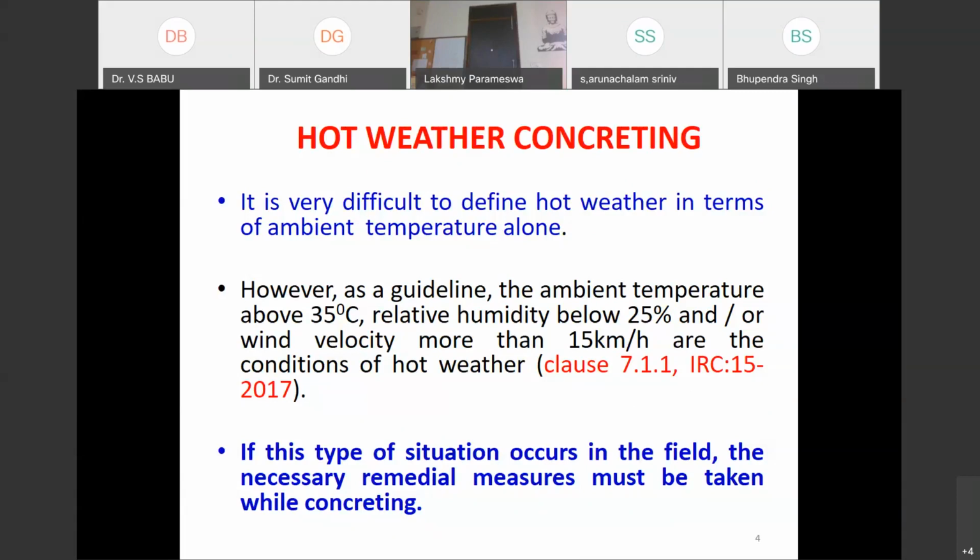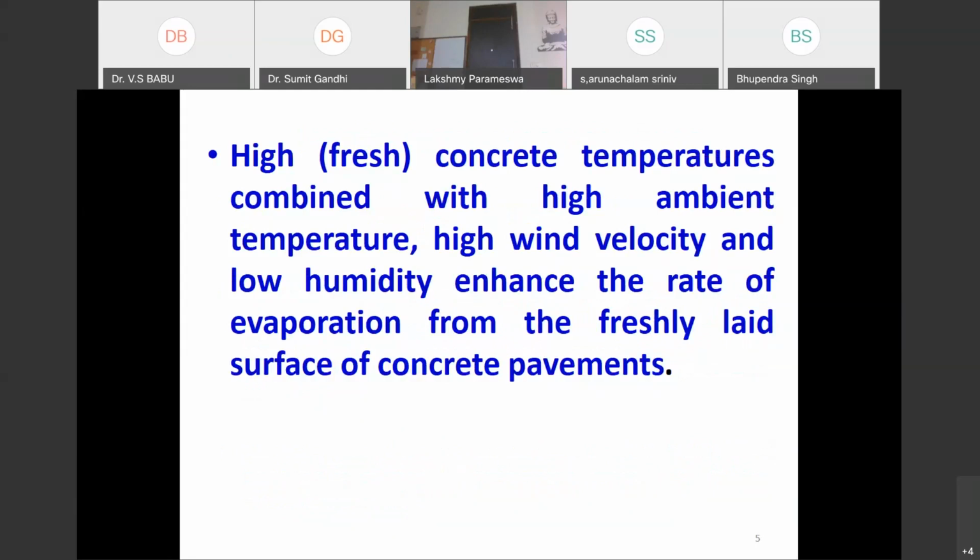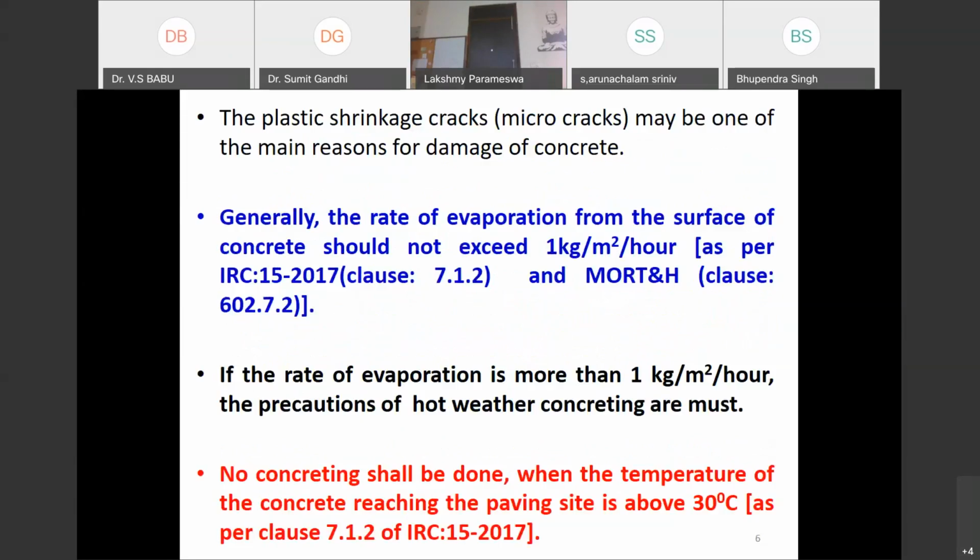Next, fresh concrete temperatures combined with high ambient temperatures, high wind velocities, and low humidity enhance the rate of evaporation from the freshly laid surface of the concrete. Plastic shrinkage cracks, these micro cracks, may be one of the main reasons for the damage of concrete. Generally, the rate of evaporation from the surface of concrete should not exceed 1 kg per square meter per hour as per IRC 15. If the rate of evaporation is more than that specified limit, the hot weather precautions must be taken.